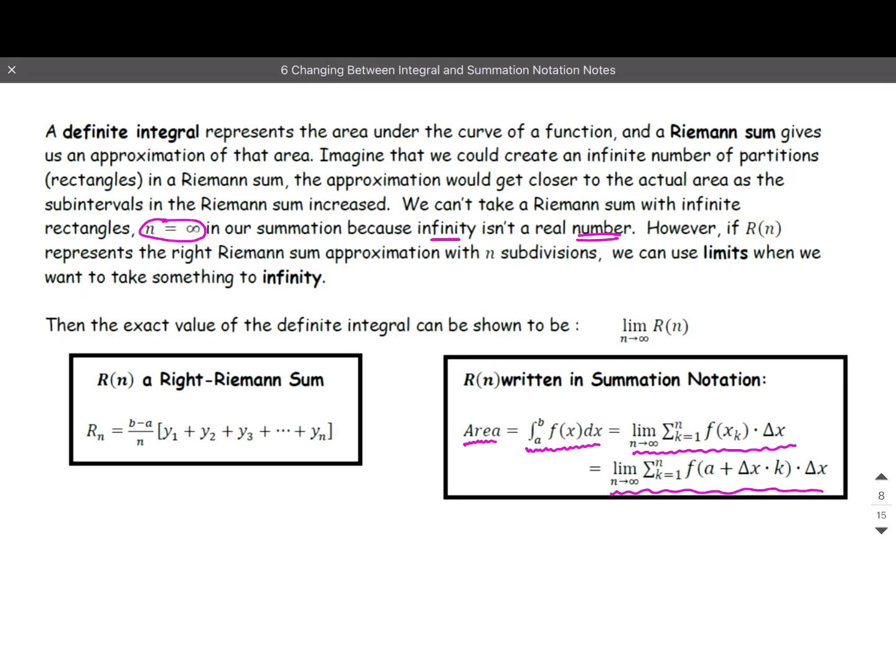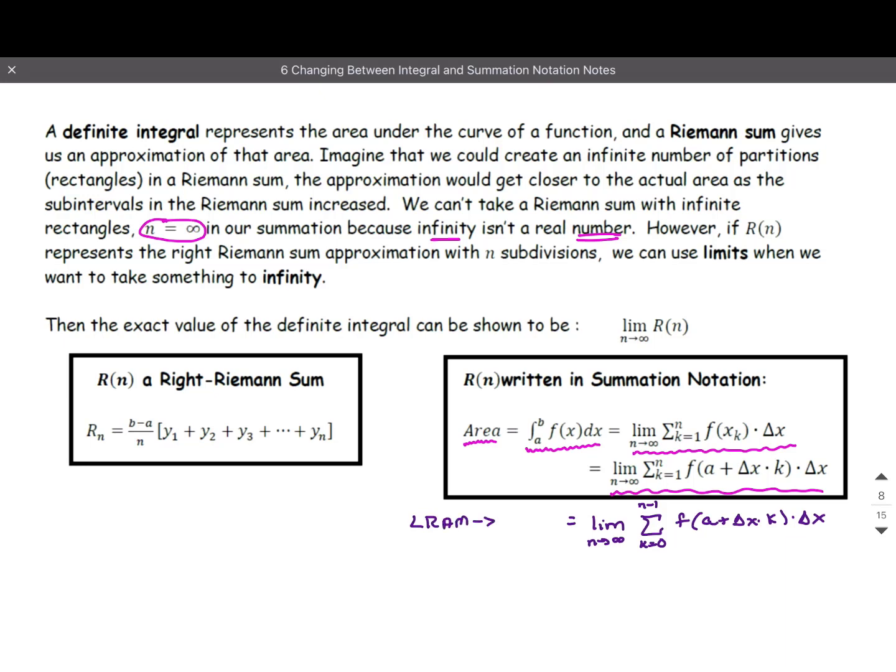And not only that, I know it's also equal to the limit as n approaches infinity of the summation as k goes from 0 to n minus 1 of f of a plus delta x times k times delta x, right? That's if I use my LRAM.